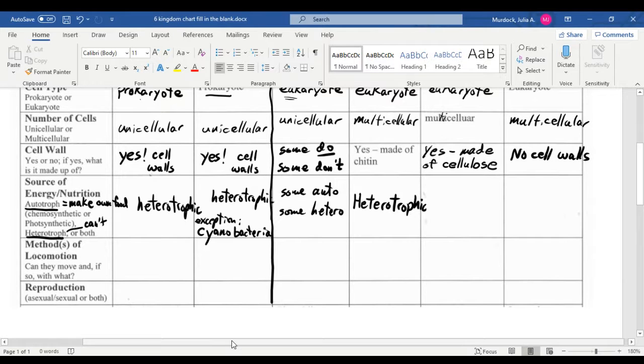Well, except that they are sessile. And sessile means they're rooted to the ground and they can't move like an animal can.